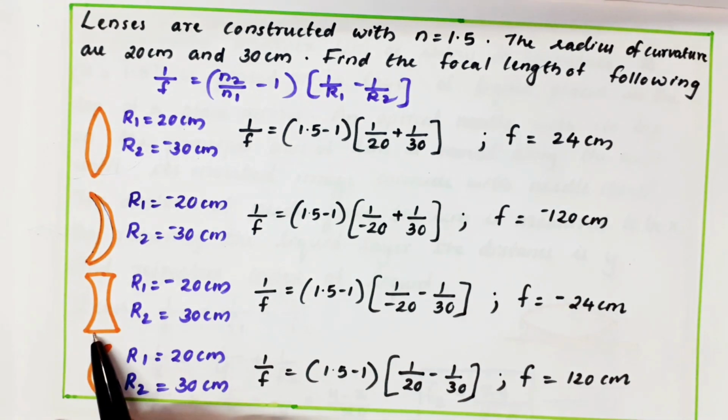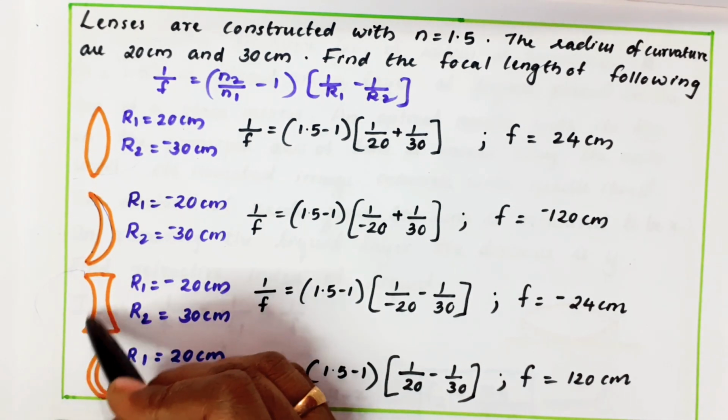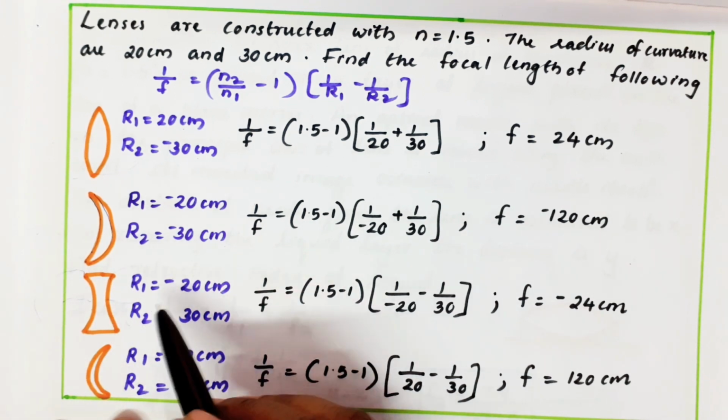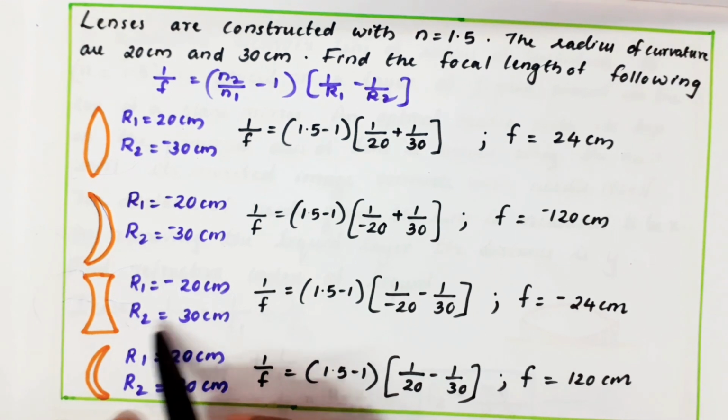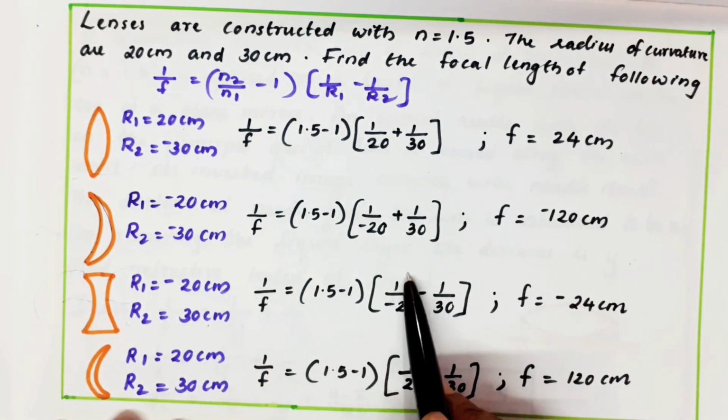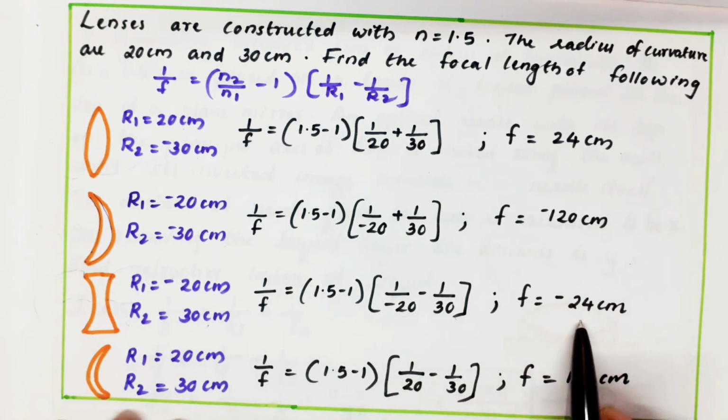But if you see here, if you make this radius, it is coming as negative. But if you take this one, this radius is positive. So R1 is minus 20, whereas R2 is positive plus 30. So when you are applying 1 by minus 20 minus 1 by 30, I will get f equal to minus 24.